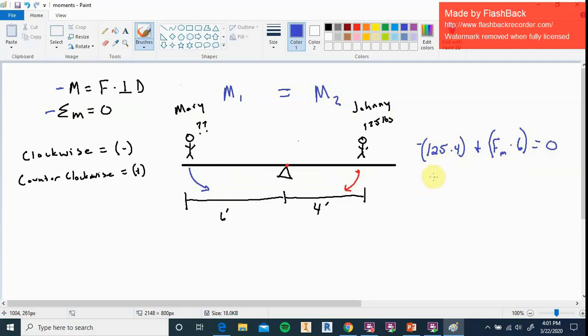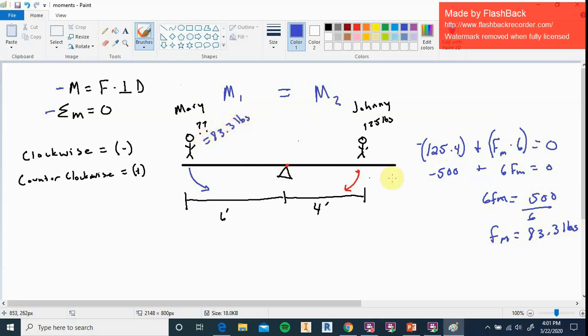All right, so we find out that this is negative 500, and this is 6 FM, equals 0. So we can move the 500 to the other side, equals 6 times the force of Mary, and then divide that by 6. You get the force of Mary equals 83.3 pounds. So we know that Mary equals 83.3 pounds in order to balance Johnny out here.